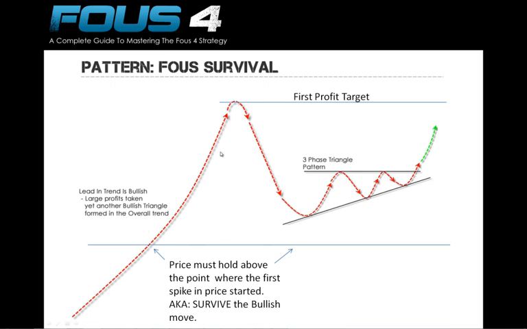And also for survival patterns, you want to see it stay above where the actual first spike in price began. If it breaks down below that, that basically means the stock didn't survive this bullish move. So you want to see it stay above where the bullish trend initiated. So let's take a look at a couple examples here of a Foos survival pattern.